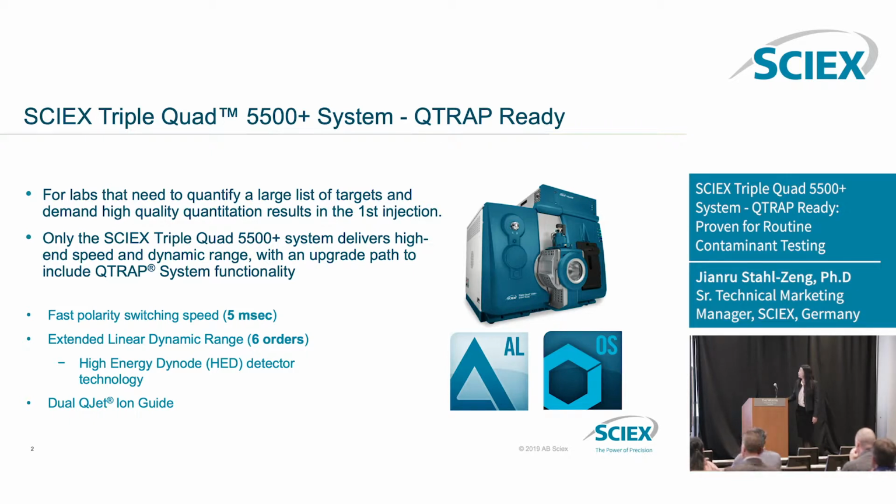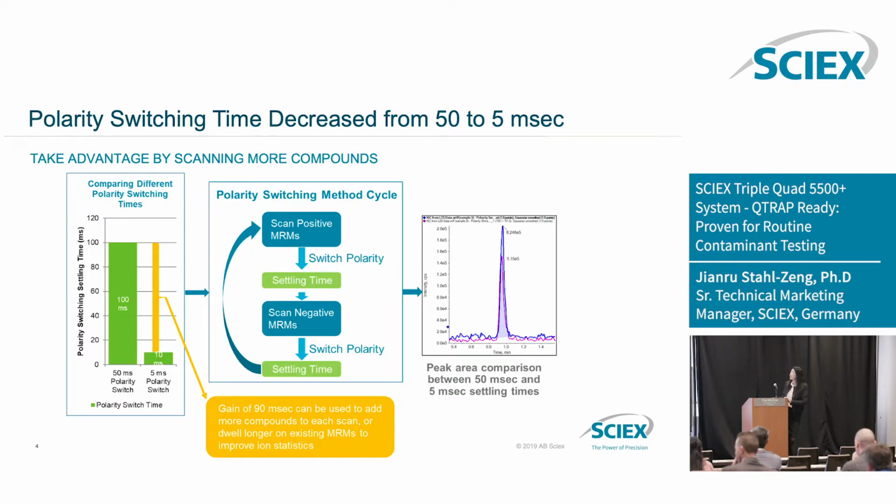If you look at positive/negative switching, the classic 5500 has a switching time of 50 milliseconds. With this new instrument, the switching speed can go up to 5 milliseconds. I will show you some data with mycotoxin analysis, and you will see why it's so important for mycotoxin analysis.